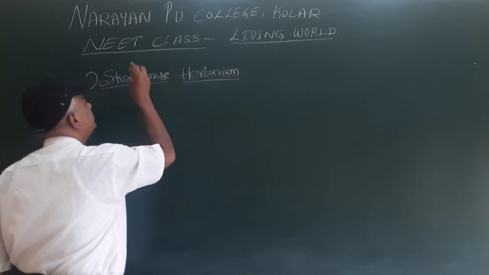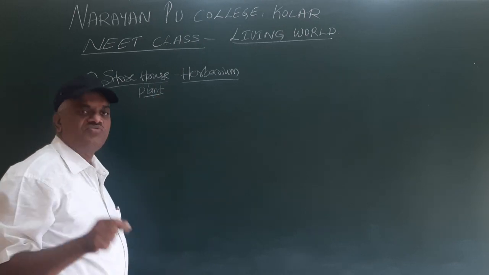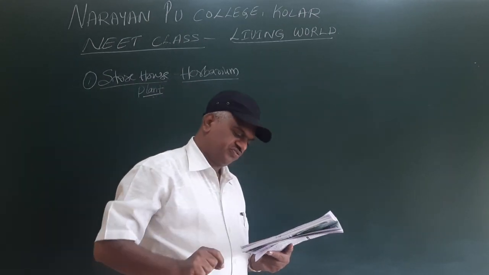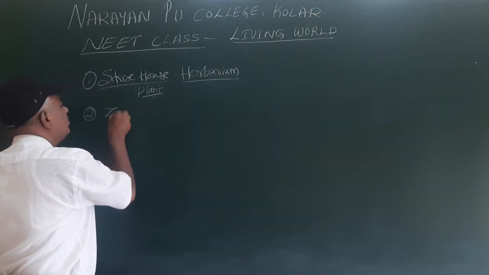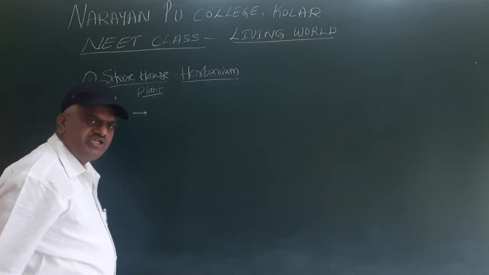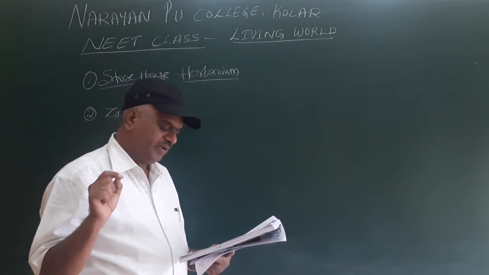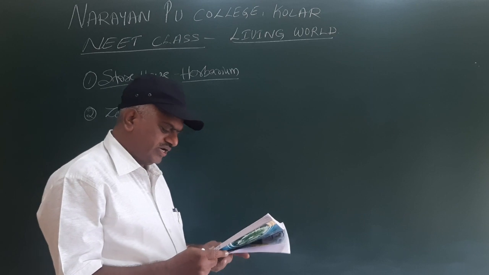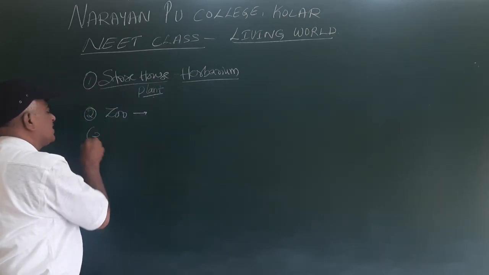Herbarium is nothing but the storehouse of plant specimens, or the storehouse of plants. So this is the first option. We'll go for the second one. In the second, we go for zoo. In this zoo, there is a presence of wild animals. Large animals are present. And the third one is called zoological parks.